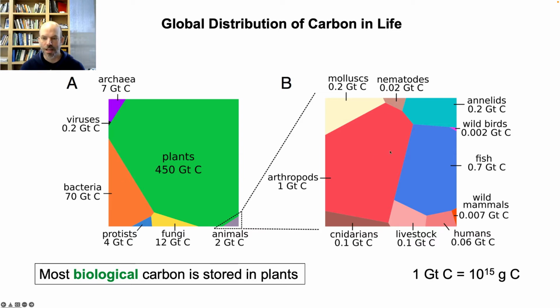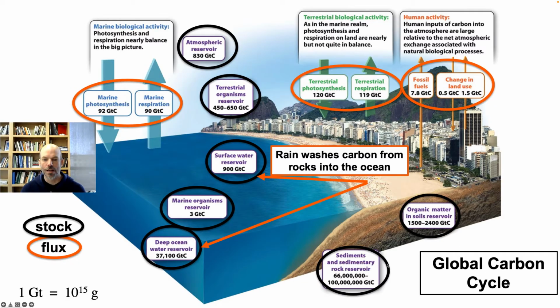And if you blow up just the animals, then you'll see that most of the animal carbon is in arthropods. So that would be insects mostly. And humans are down here. Wild mammals are here. Wild birds are here. There are a lot of fish, but I also like to point out with this slide that the amount of carbon in livestock is quite a bit larger than all of the carbon in wild mammals and wild birds. So human-raised birds and mammals are taking up a lot more carbon in the world than their wild counterparts. Okay, that was a bit of a tangent.